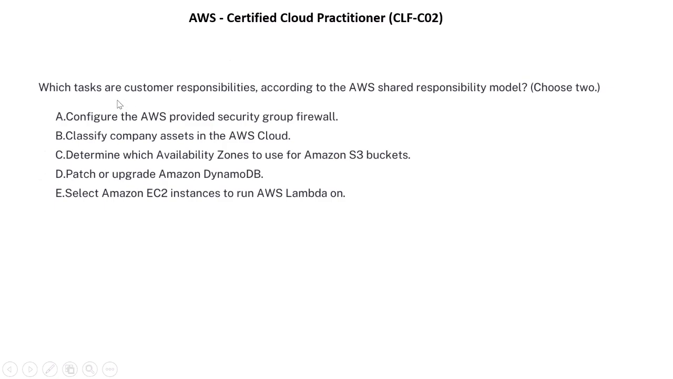Next question. Which tasks are customer responsibilities according to the AWS shared responsibility model? Choose two options. Options are option A, configure the AWS provided security group firewall, option B, classify company assets in the AWS cloud, option C, determine which availability zones to use for Amazon S3 buckets, option D, patch or upgrade Amazon DynamoDB, option E, select Amazon EC2 instances to run AWS Lambda on.